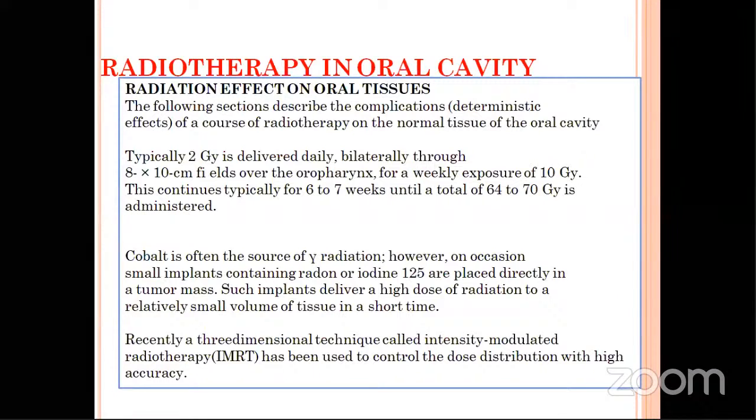The substance used in radiotherapy is actually cobalt, which is a source of gamma radiation, and certain implants. Cobalt is used in teletherapy, and radon or iodine 235 is used in brachytherapy type of treatment.